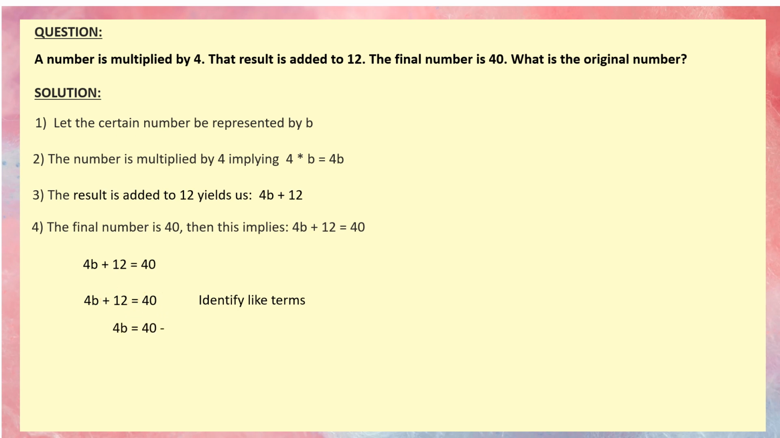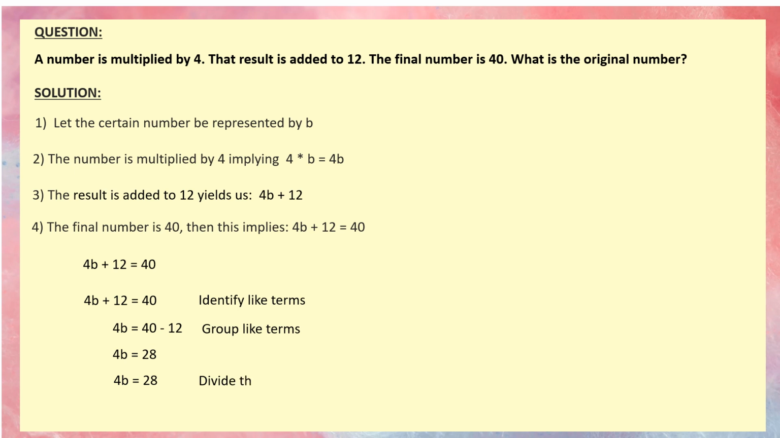So what we'll simply do is group the like terms, so 4b will be left on the left hand side, and then if we take the 12 to the right hand side, because it's crossing the equation sign, it now becomes minus 12. And so we have 4b is equal to 40 minus 12. So this is what we mean by grouping the like terms. So 4b is now equal to 28, because if you subtract 12 from 40, you have 28.